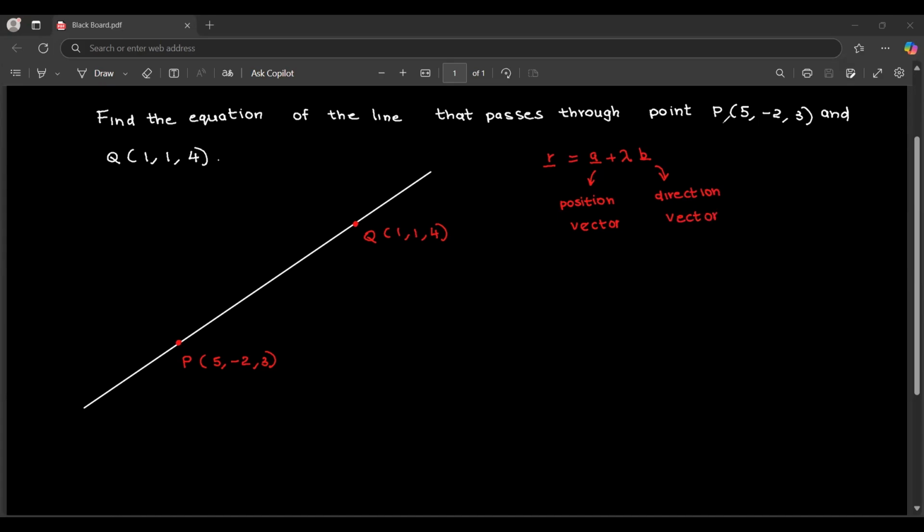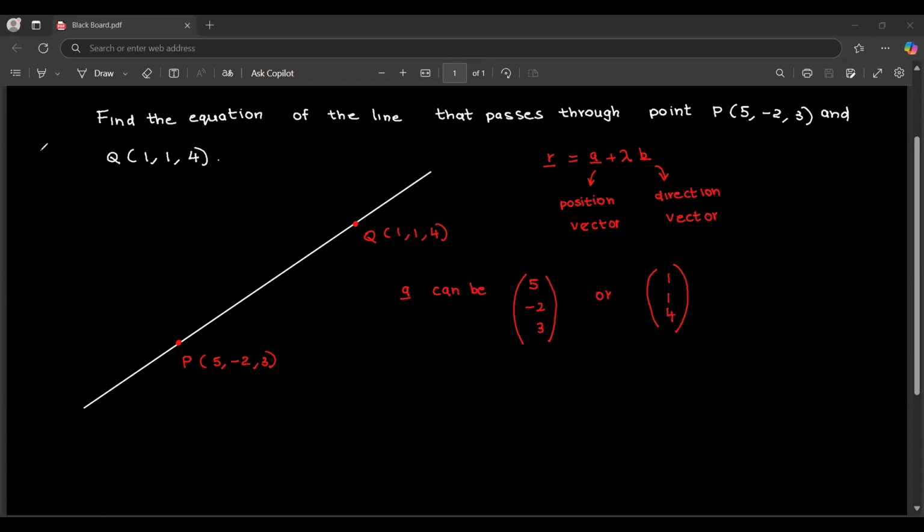In this question, we have P and Q, so we can use P or Q as the position vector. A can be either (5, -2, 3) or (1, 1, 4). That is our choice. A can be any one of these vectors. That's not an issue. Now we have to find out what the direction vector is.